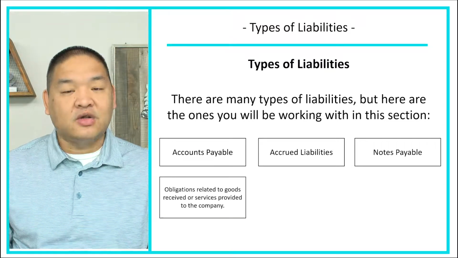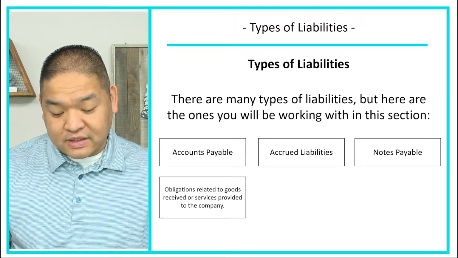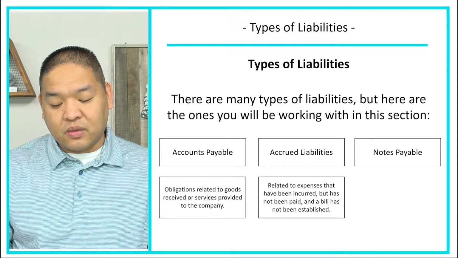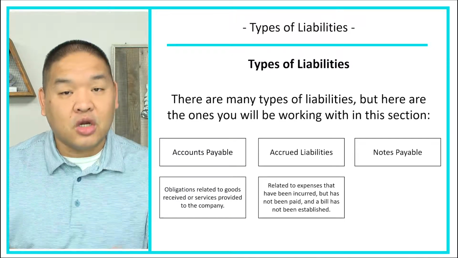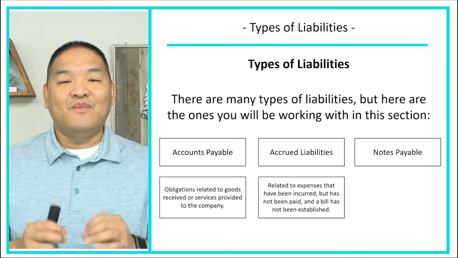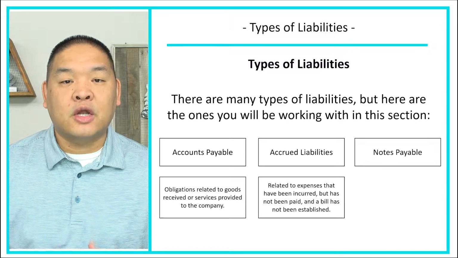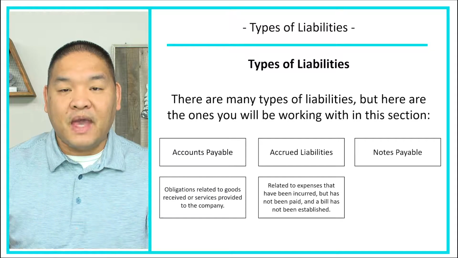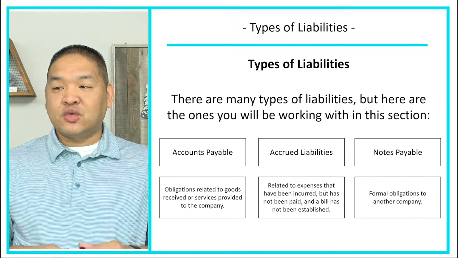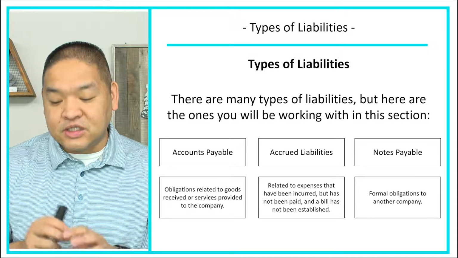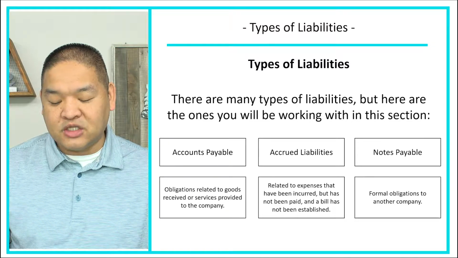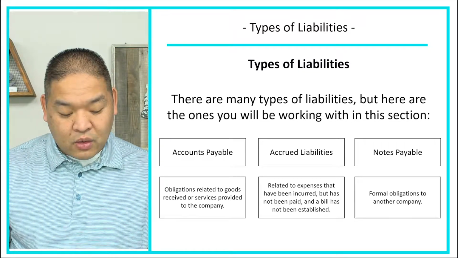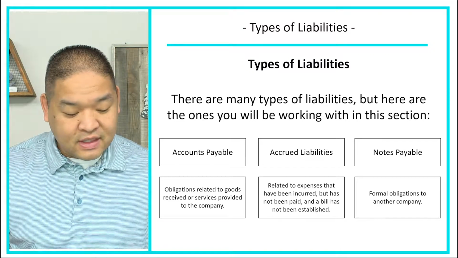Accounts payable are obligations related to goods or services provided to the company. Accrued liabilities are related to expenses that have been incurred but have not been paid yet. So we accrue the liabilities, we accrue what we owe, but we haven't paid for it yet. And the last one here is notes payable, which are formal obligations to another company. So those are the three types of liabilities that we are going to be looking at in this section.